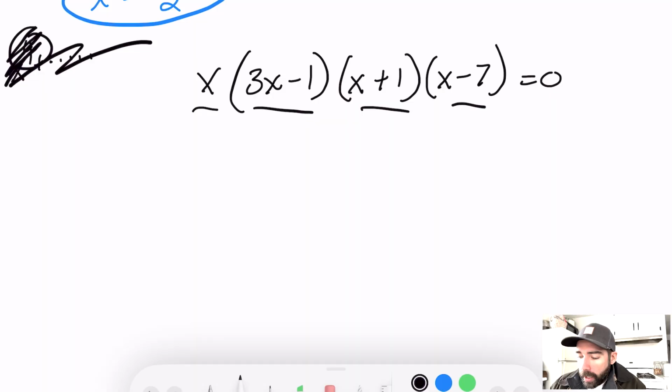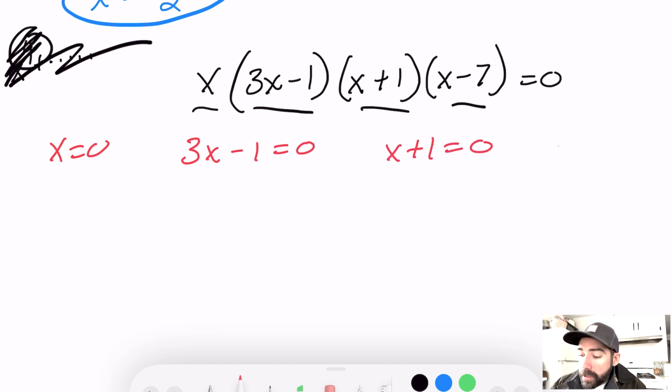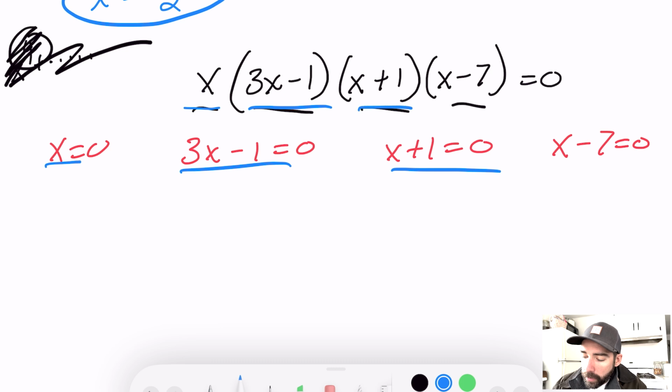Okay, here we go. Let's just set all of these factors equal to 0. So I'm going to take x and set it equal to 0. I'm going to take 3x minus 1 and set it equal to 0. I'm going to take x plus 1 and set it equal to 0. And I'm going to take x minus 7 and set it equal to 0. These all come from here. All right, that's how we get our answers.